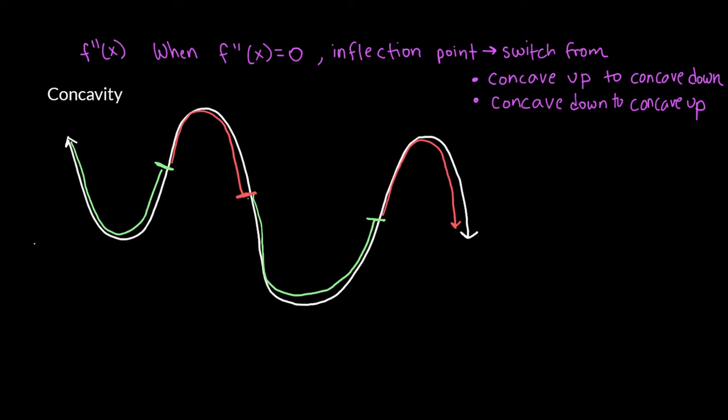Okay, so what this means, when the graph is concave down, that means that the second derivative is negative. So f double prime is less than 0. And then when the graph is concave up, the second derivative is positive.